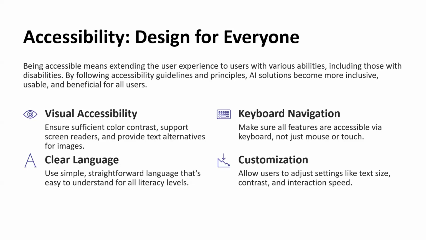Then keyboard navigation. We have to ensure that across the entire application we can use keyboard shortcuts to perform different tasks, so it's not just for moving our mouse or the touchpad. If we hold Shift Control this, we can do that. If we hold this, we can do that. We have to ensure that it's clear language, simple, straightforward language that is easy to understand for all literacy levels. And then customization: we have to allow the users to adjust settings like text size, contrast, and interaction speeds. All these ensure that the application and our setup is accessible throughout the entire application.